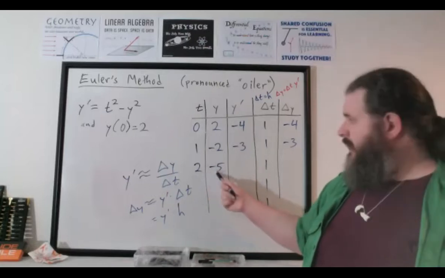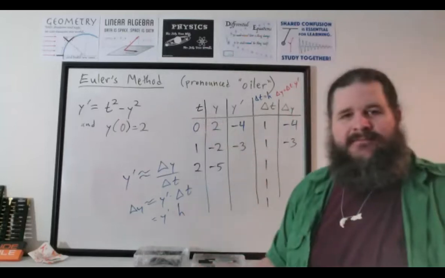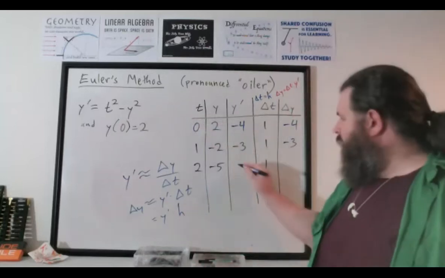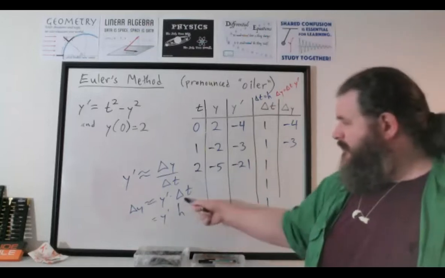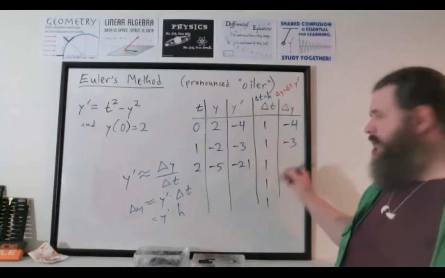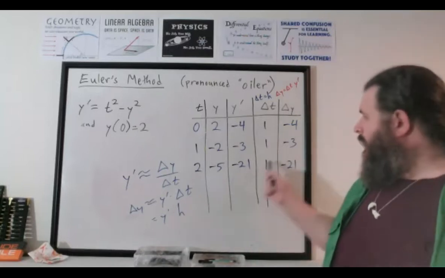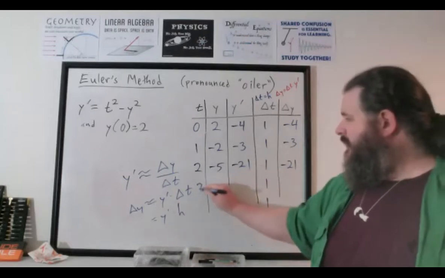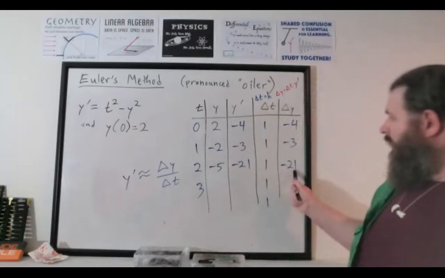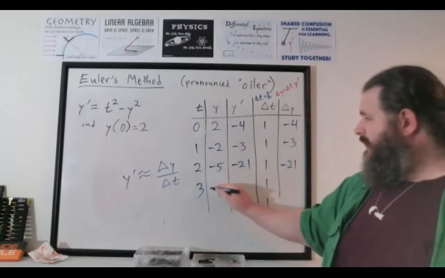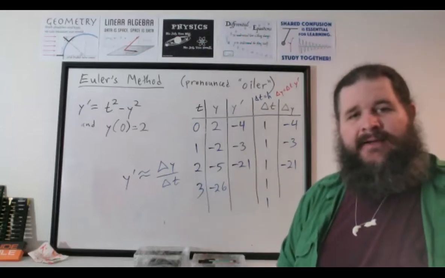And then we fill those in, 2 for t, -5 for y, and what do we get for y prime? -21. So that will be our new slope. And then again, we can multiply y prime times delta t, -21 times 1, to get our new delta y, how far we're going in the y direction. Add delta t to get our new t value. Add delta y to original y to get our new y value. So (3, -26) will be the next data point on the graph.